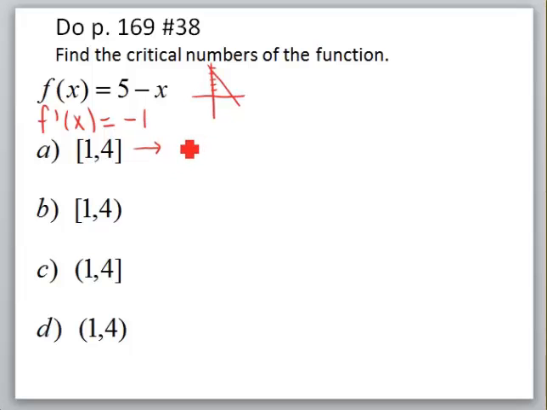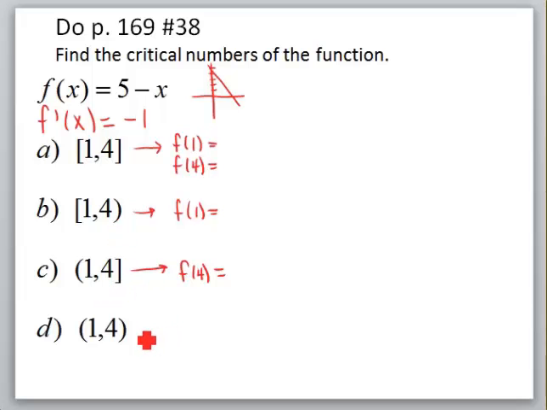So in part A, I'm going to be checking the endpoints of 1 and 4. But on part B, I'm only going to have to check 1. On part C, I only have to check 4. And that is because on both of these last ones, I have open intervals. The parentheses mean the open intervals. So there is no endpoint at 4, and there's no endpoint at 1.